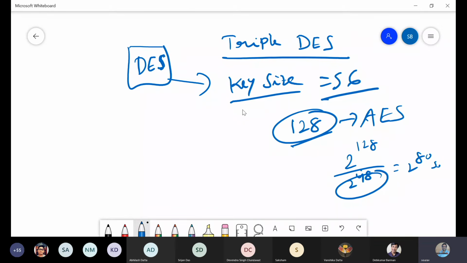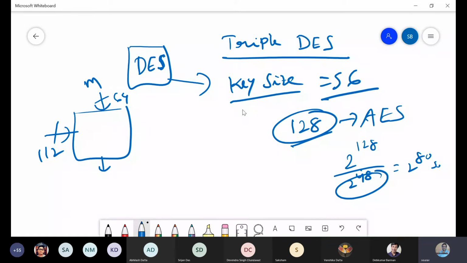So what to do? They decided to make the key size double. Double means how much? 112. So they want a block cipher whose key size is double. The block size is the same because they are basically going to use the DES. The only thing is they want the key size doubled. This block cipher is called triple DES. Triple means we are going to apply the DES 3 times. That's why it is called triple DES.